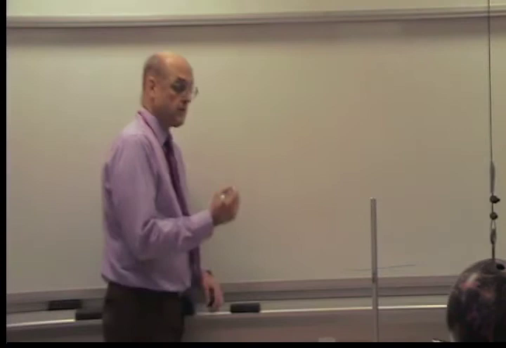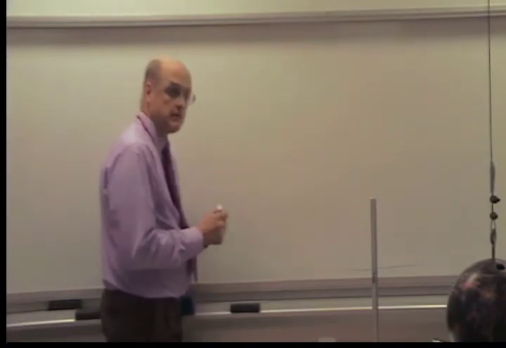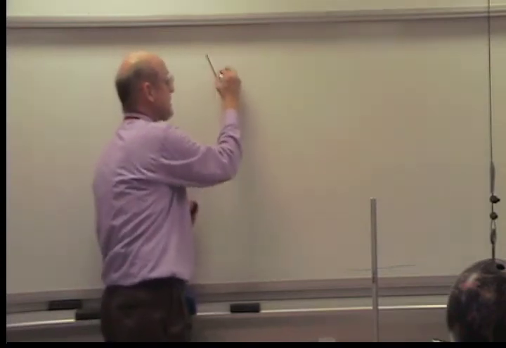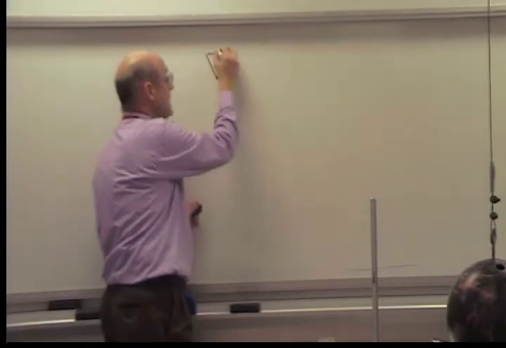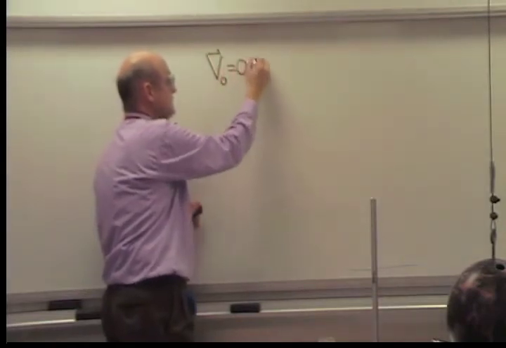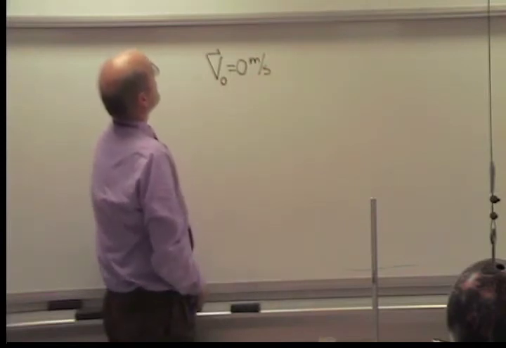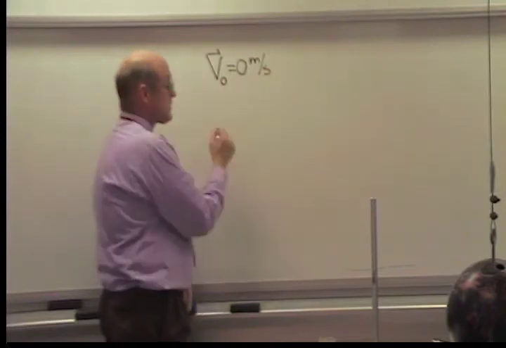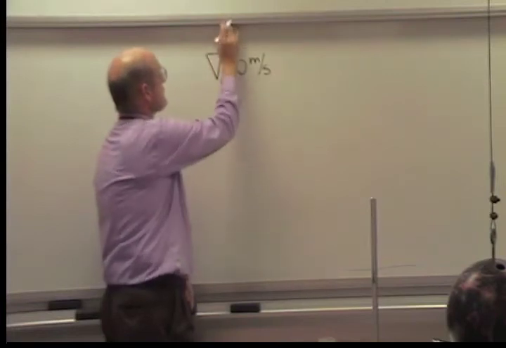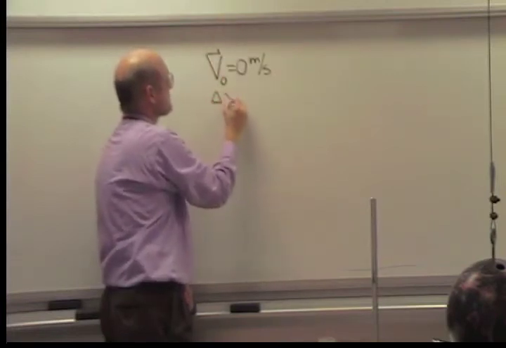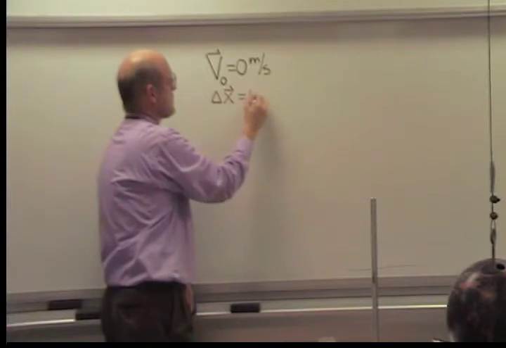Okay, so the car started from rest. So that is a piece of given information. So I'm going to write the original velocity is equal to 0 meters per second. The car accelerated through a displacement of 100 meters. So the displacement of the car, delta x, is equal to 100 meters.